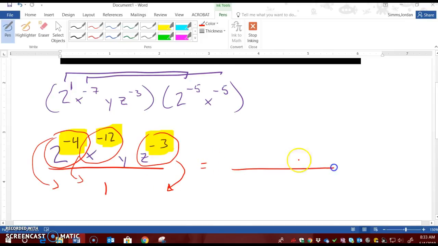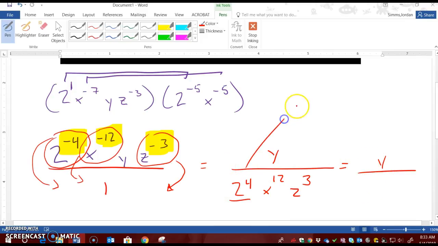So what that's going to leave me with, y is up top still, that's the only thing up top, and everything that gets flipped down now has a positive exponent. So 2 to the +4 exponent, x to the +12, and z to the 3rd exponent. Now we're pretty much done, but we can evaluate this number here, 2 to the 4th power. Remember that's like 2 times 2 times 2 times 2, and 2 times 2 is 4, 2 times 2 is 4, 4 times 4 gives us 16. So we might as well evaluate that while we're down here.